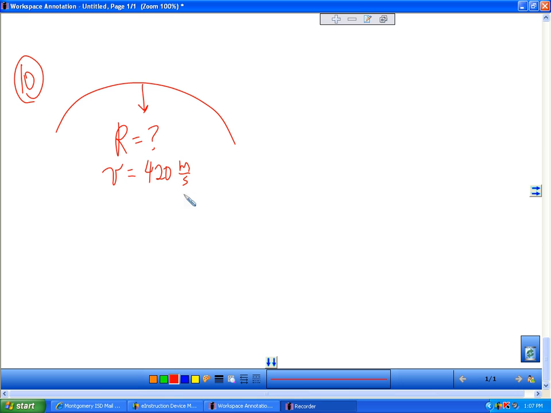Okay, so now for that passenger to appear weightless, I have to have no normal force pushing on the passenger's body. So I just have gravity pulling inward, and letting that equal mv squared over r. So the masses will cancel. I'm looking for r, so r is going to be v squared over g.